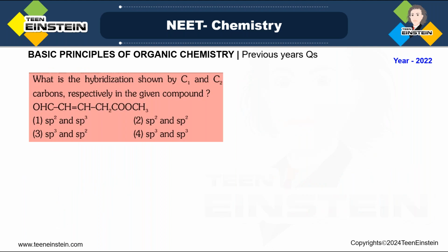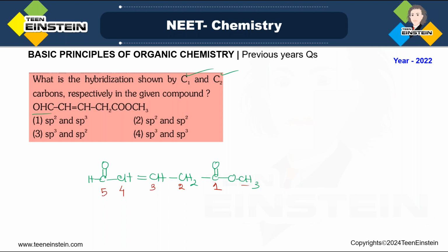What is the hybridization shown by C1 and C2 carbons respectively in the given compound? Now you have to recognize where you will start the numbering, because C1 and C2 means what? You have to number the molecule properly. So let me draw the molecule first. We have a CHO group at the left hand side. Then we have CH, double bond CH, CH2. Then we have COOCH3. So we have some A star. Now when you have A star, you have to start the numbering not from this carbon, but from here.